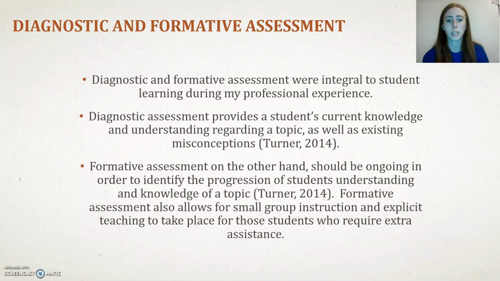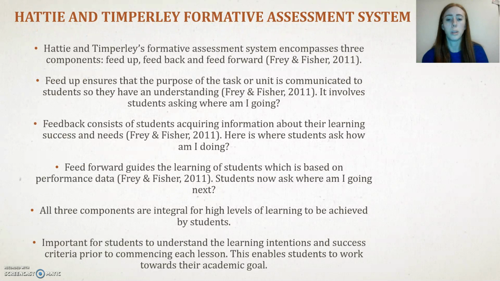Diagnostic and formative assessment were integral to student learning during my professional experience. Diagnostic assessment provides a student's current knowledge and understanding regarding a topic as well as existing misconceptions. Formative assessment, on the other hand, should be ongoing in order to identify the progression of students' understanding and knowledge of a topic. Formative assessment also allows for small group instruction and explicit teaching to take place for those students who require extra assistance. Hattie and Timperley's formative assessment system encompasses 3 components: feed up, feed back, and feed forward.